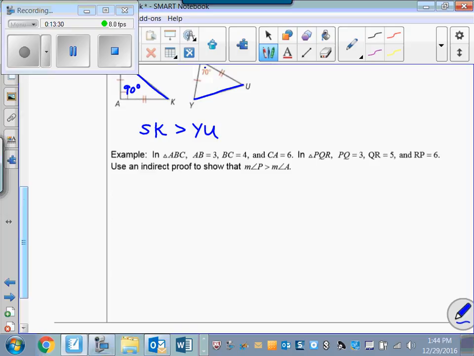Okay, how about another example? Oh, we have to draw it. Triangle ABC. I'm going to pause while I draw this. You draw it while we're on pause, and then we'll come back and work it out.